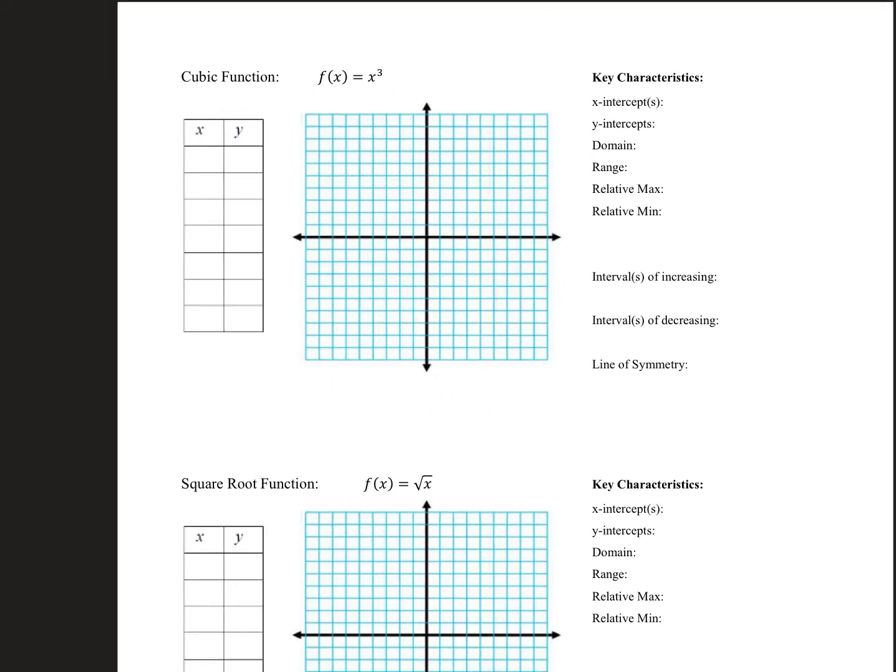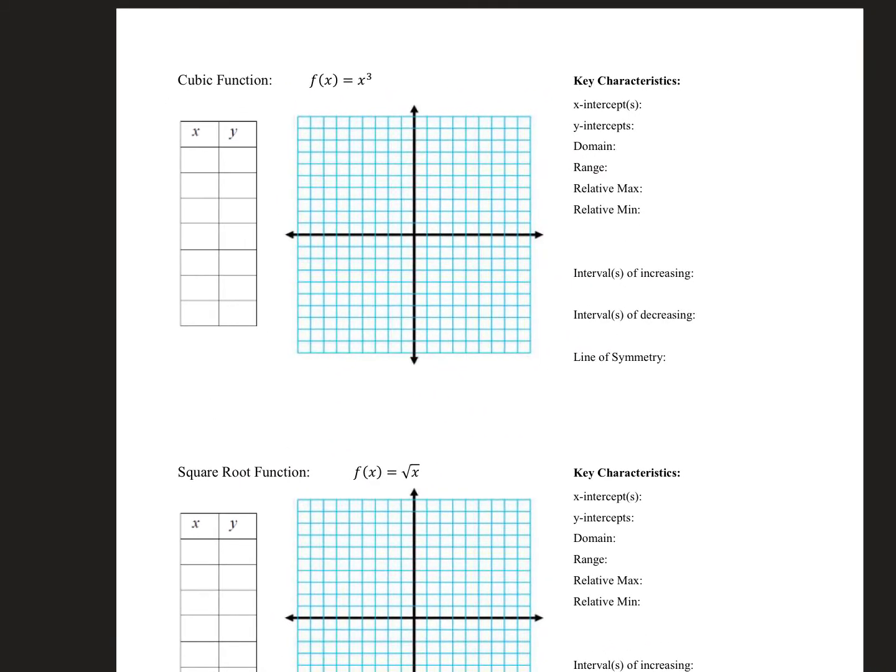All right, moving on to our next function. We have cubic. F of x equals x cubed. So again, -3, -2, -1, 0, 1, 2, 3. -3 cubed is -27. -2 cubed is -8. -1 cubed is -1. 0 cubed is 0. 1 cubed is 1. 2 cubed is 8.